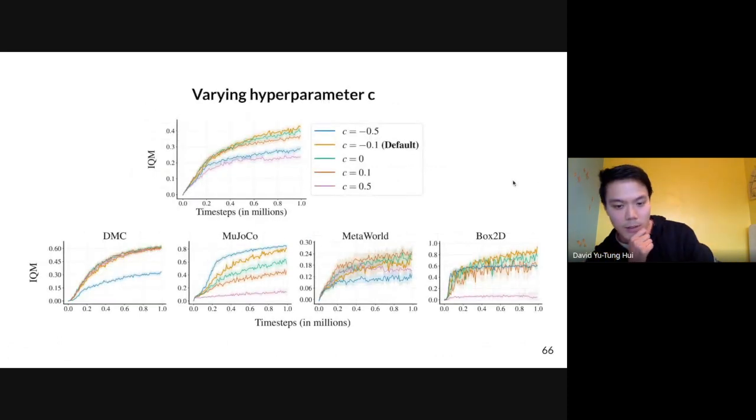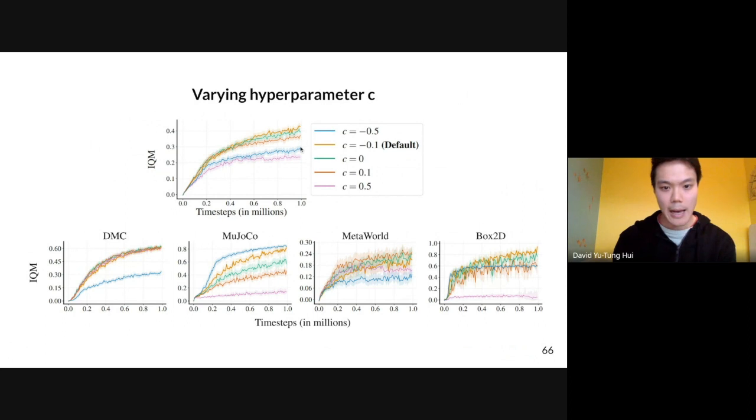So another thing that I then looked at was what happens if we vary the hyperparameter. And if we vary the hyperparameter C, what basically happens is that, unsurprisingly, the performance changes. But the general trend is that you want C to be negative, but not too much. So the best performing hyperparameter C was minus 0.1, which is this orange line over here. And if C was more negative, if it was minus 0.5, performance was lower. And similarly, if C was 0 or positive, the performance was likewise lower. And you see this trend repeating in the other 4 environments as well.